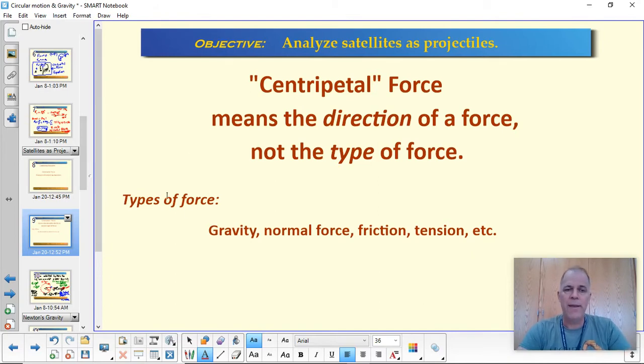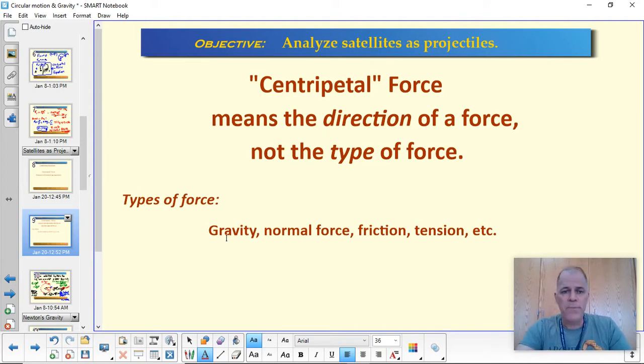And what do I mean by that? Types of force are like gravity, or normal force, or friction, or tension, magnetic force, electrical forces, static electrical forces, etc. These are the types of forces. And if one of these types of forces is causing something to travel in a circle, then it happens to be a centripetal force because the direction of the force is toward the center of the circle.